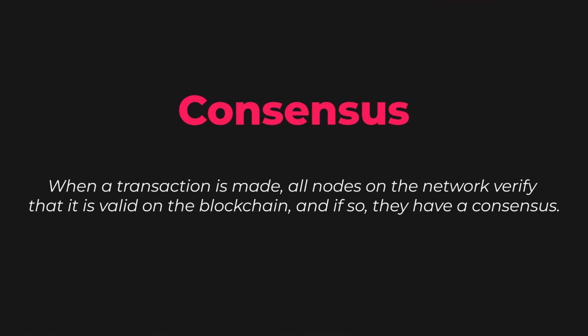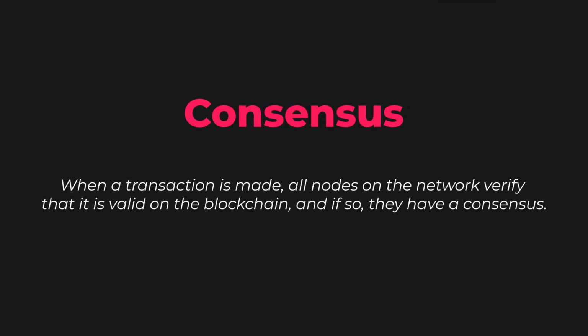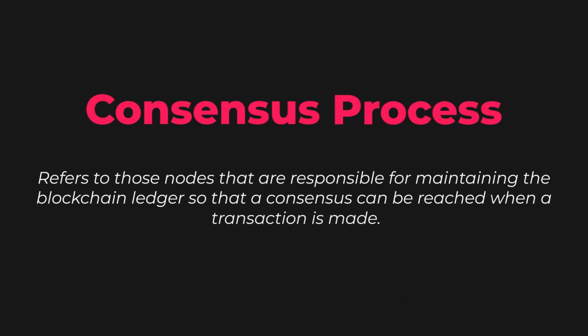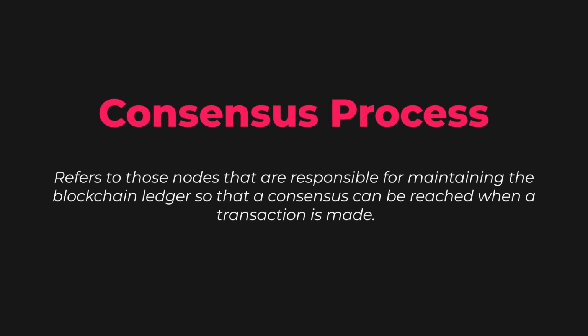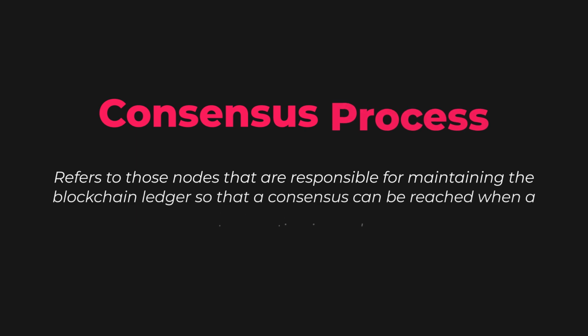Consensus is when a transaction is made. All nodes on the network verify that it is a valid transaction on the blockchain, and if so, they have a consensus. Consensus process refers to those nodes that are responsible for maintaining the blockchain ledger so that a consensus can be reached when a transaction is made.